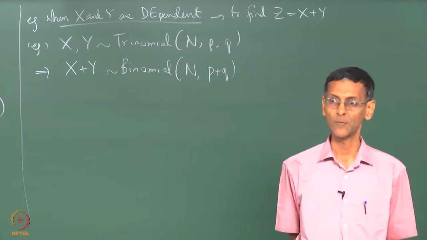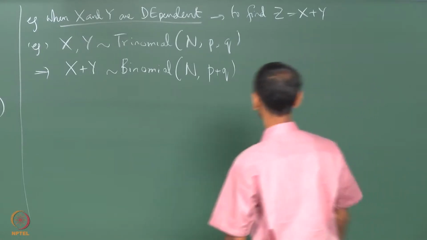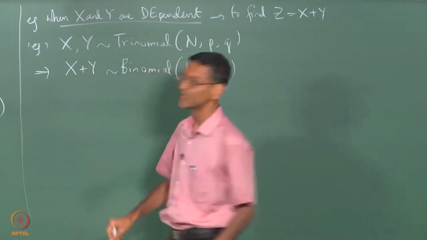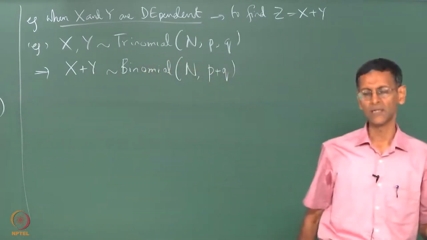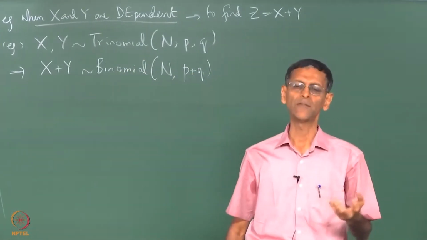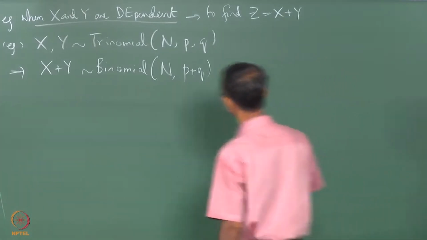You are not really distinguishing between the two. So this is the count that you get: either event 1 or event 2, right. So how do we derive this?